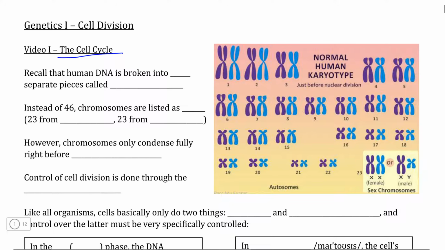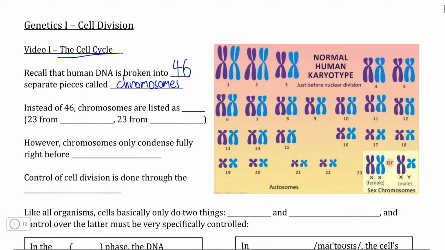Before we talk about the details of the cell cycle, we need to look at how human DNA is organized within a cell. So unlike simpler organisms like bacteria, your DNA actually does not exist as a single piece. It exists as 46 separate fragments, which are what we call your chromosomes.